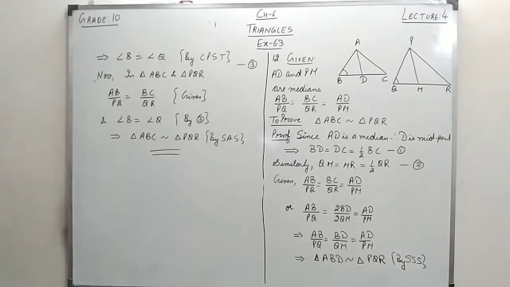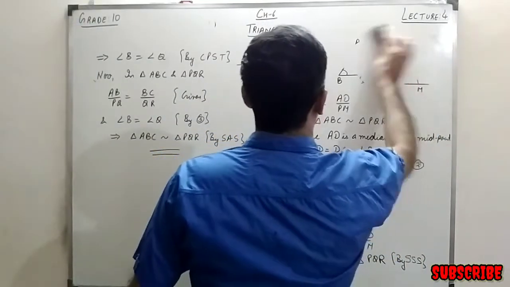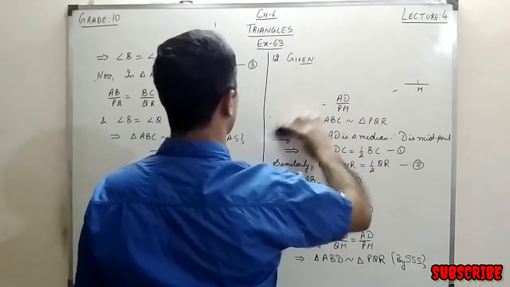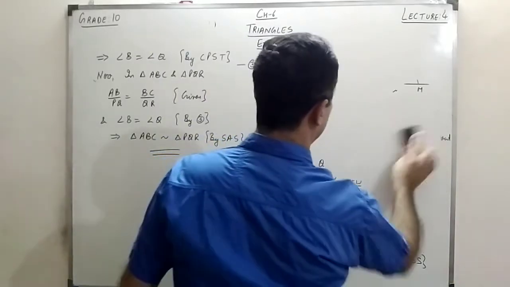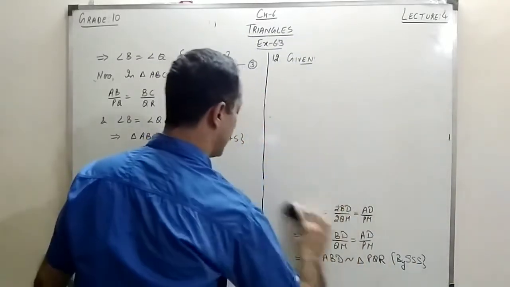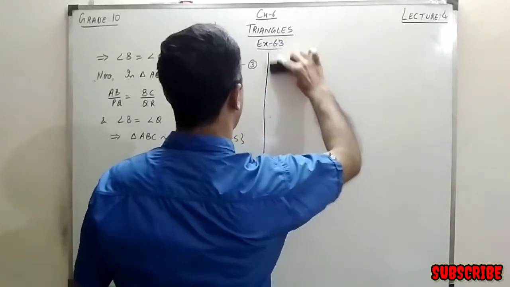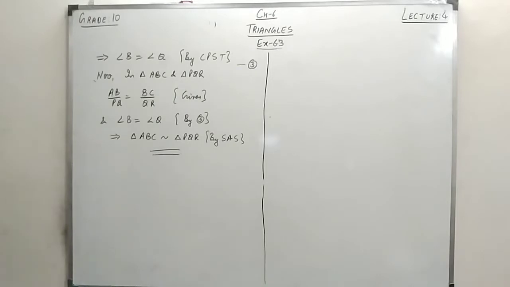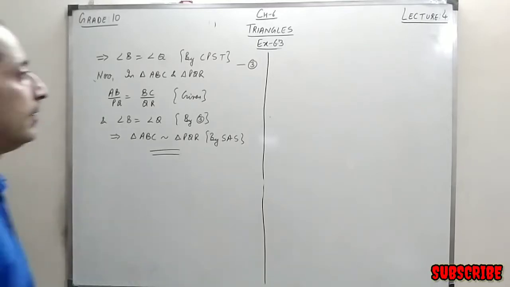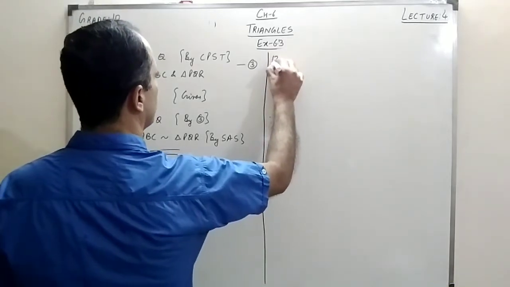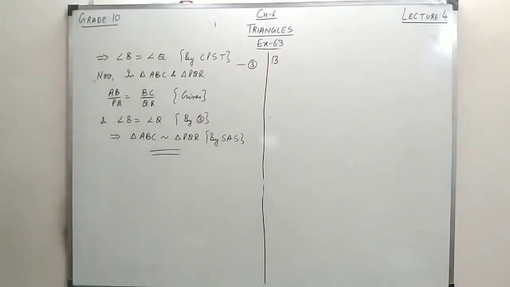Right? Now let's see the next question. In the next question, that is the 13th question, it is given that D is a point on side BC of a triangle ABC. So I take a triangle ABC.